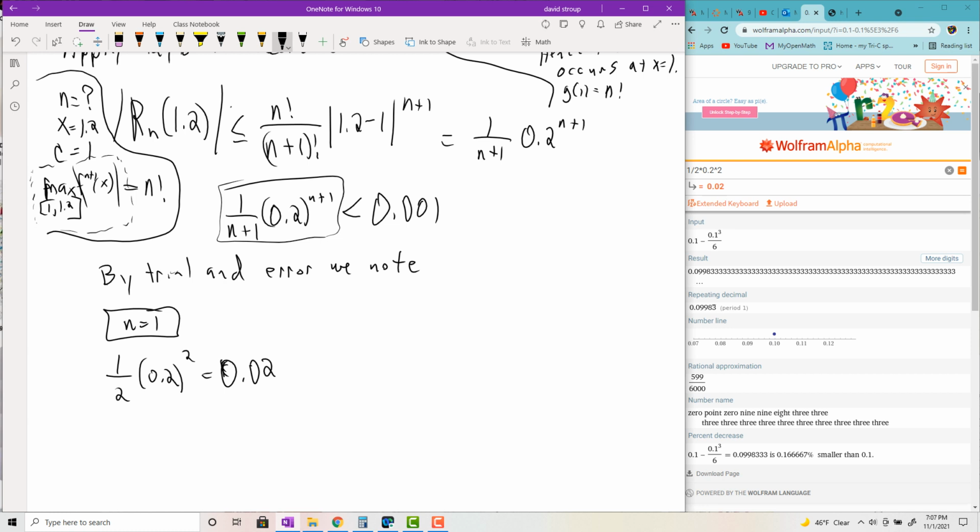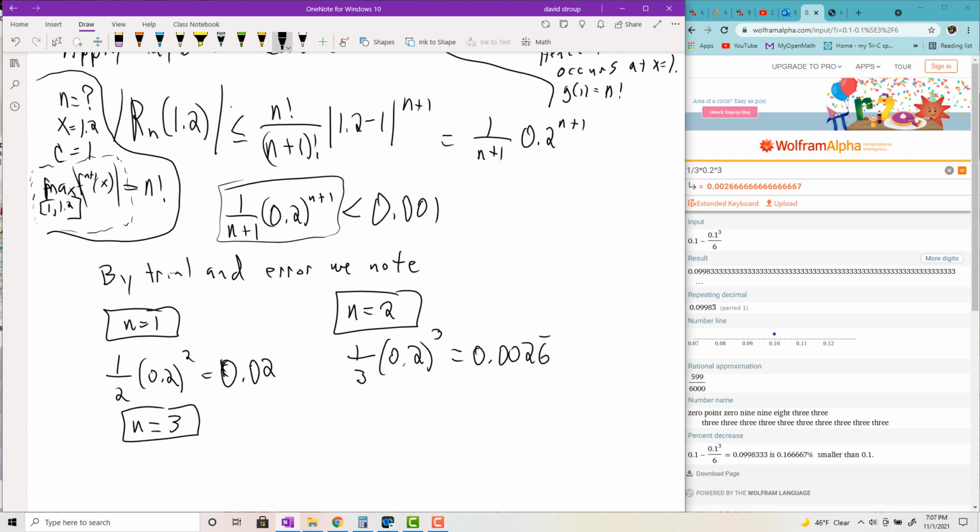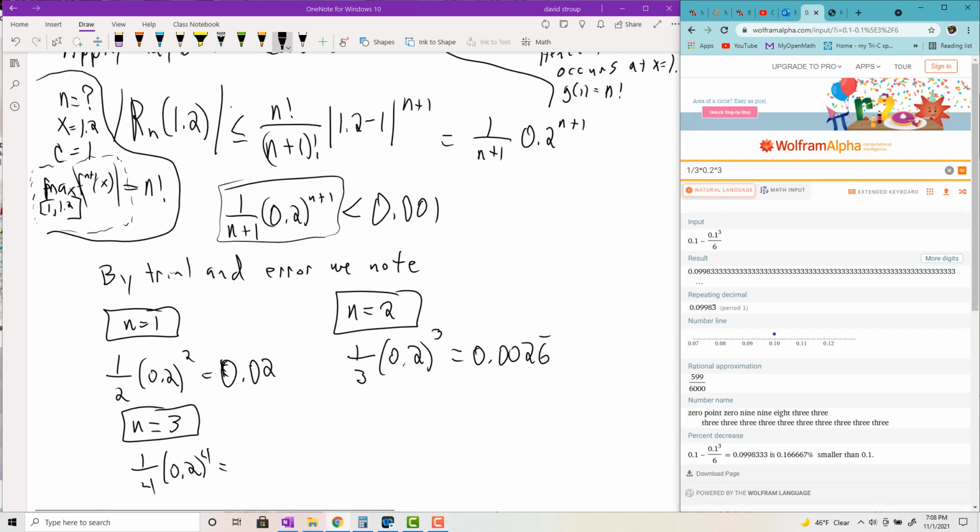That's not good enough, right? That's not less than the 0.001. So I go to n equals 2. So I get 1 all over 3 times 0.2 to the third. That is 0.0026 repeating, that's still not good enough. It seems like the next one will work, but you better make sure. So we have 1 all over 4 times 0.2 to the 4th. Okay, so you get 1 all over 4 times 0.2 to the 4th, and that's going to work.